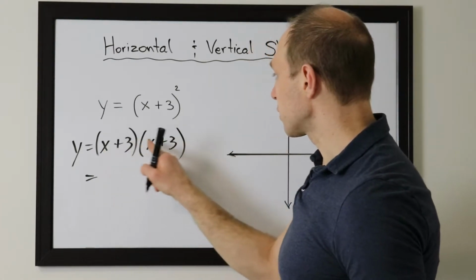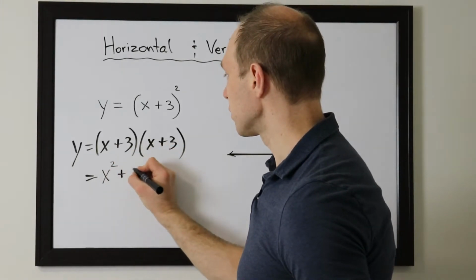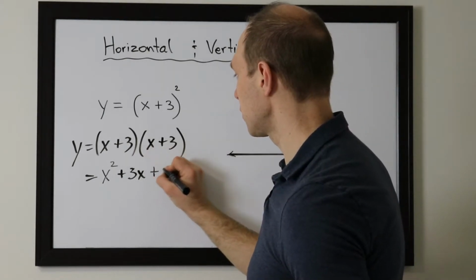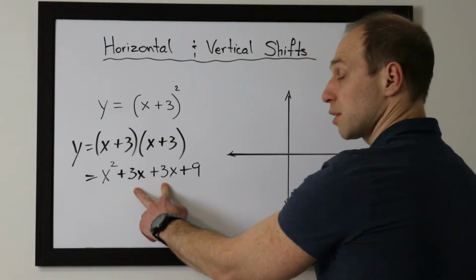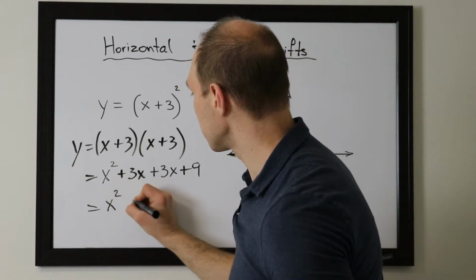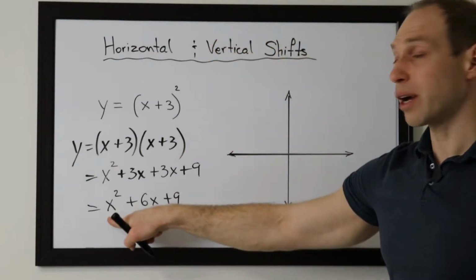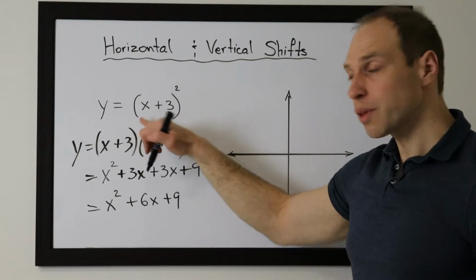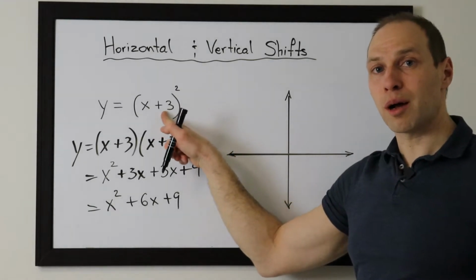Let's do it together. x times x gives us x squared. x times 3 is 3x. 3 times x is also 3x. And then 3 times 3 is 9. So we combine these like terms together, we get 6x, and everything else stays the same. And so essentially we're just going to graph this relationship. It's a lot easier to graph it when it's in this form, because what this shows you is how much a parabola has moved.